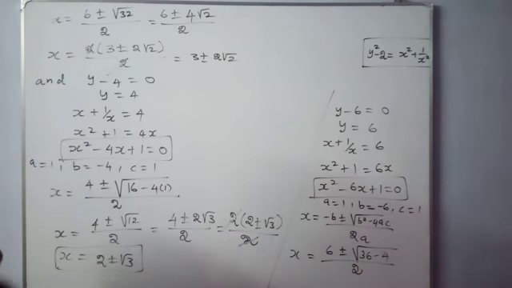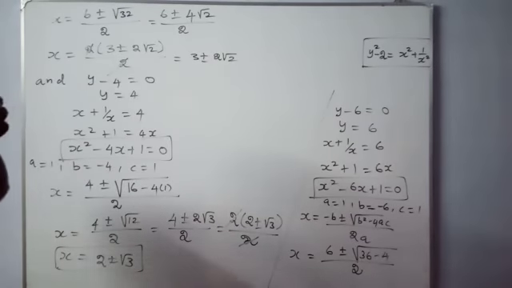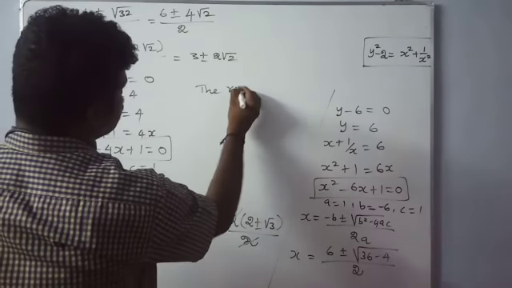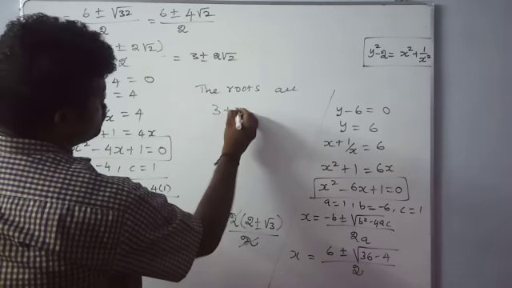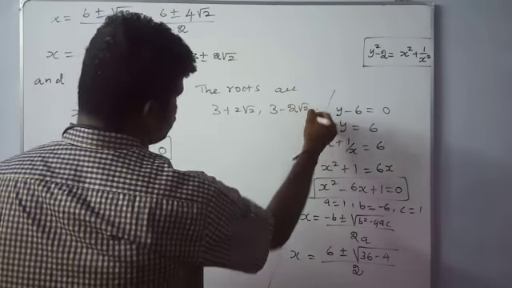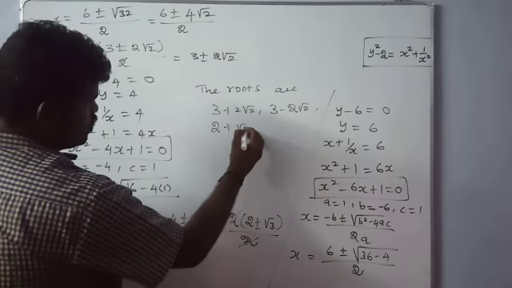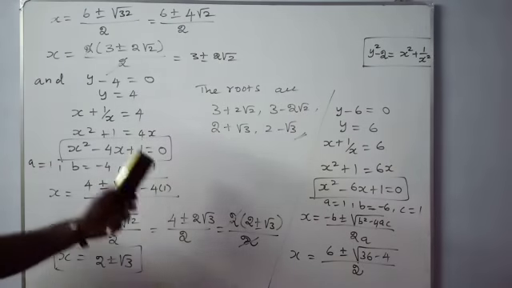So this is the even degree. It means a 4th degree polynomial. There are 4 roots. What are the roots? The roots are 3 plus 2 root 2, 3 minus 2 root 2, 2 plus root 3, 2 minus root 3. Okay. Refer to the sum. Thank you.